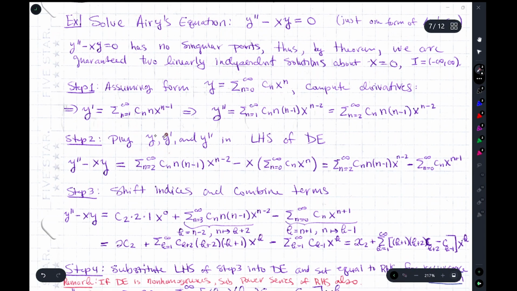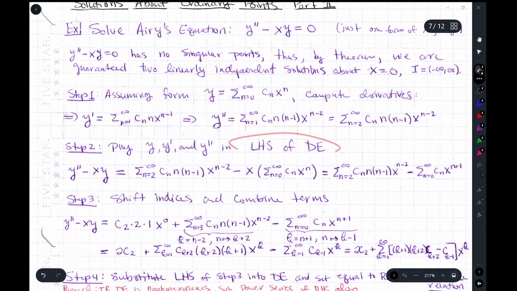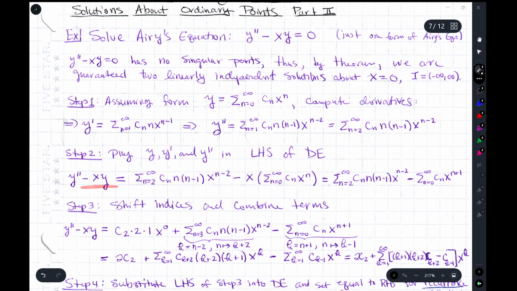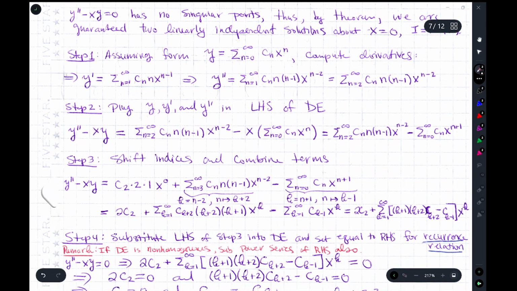Step two, plug what we found in step one into the left-hand side of the equation. So we're going to focus on the left-hand side. Then we have y double prime minus xy, which is equal to, well, y double prime is here, minus x times y. Now distribute that x. If you distribute the x, you're going to get that n plus 1 instead. And pay attention to where the sums are occurring.